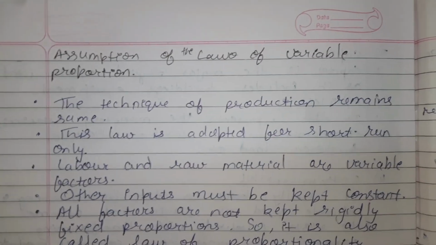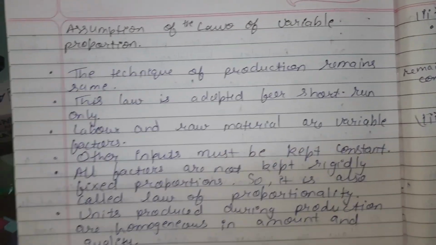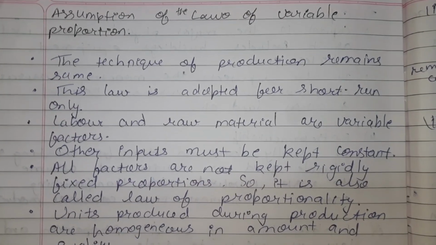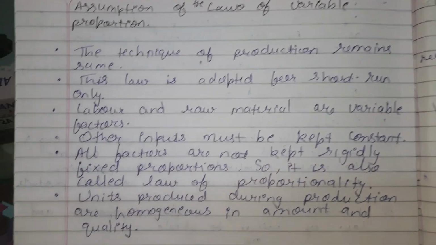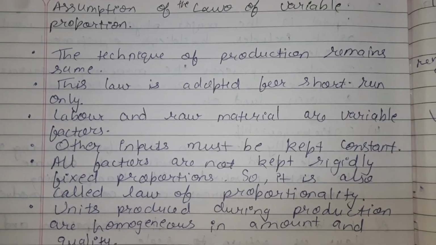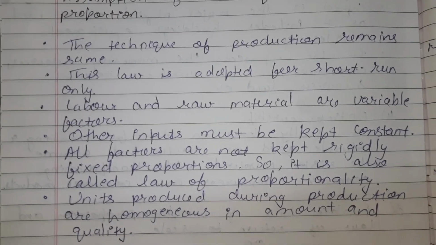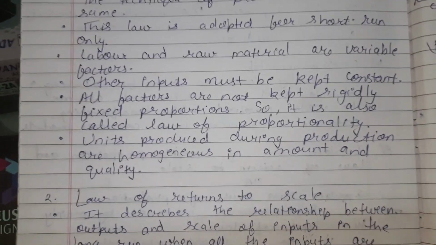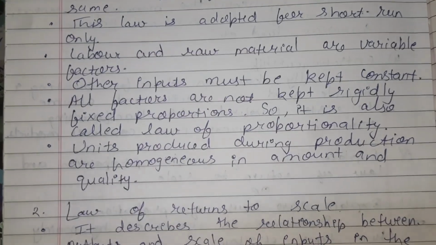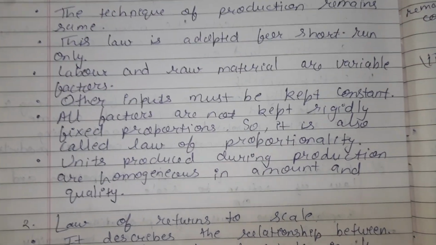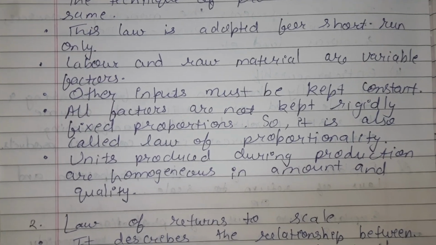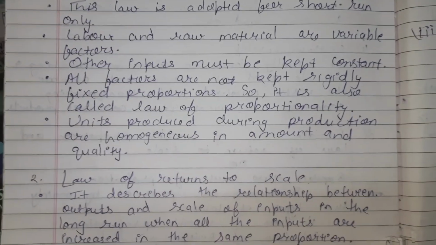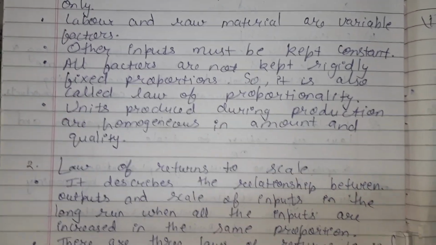of this law. What assumptions are taken for the law of variable proportion? The technique of production remains the same. This law is adopted for the short run only. Labor and raw material are variable factors. Other inputs must be kept constant. All factors are not kept in rigidly fixed proportion, so it is also called the law of proportionality. Units produced during production are homogeneous in amount and quality.